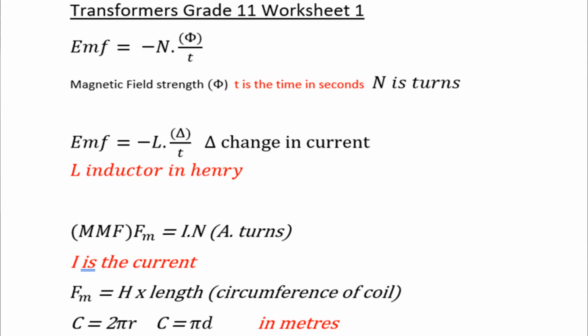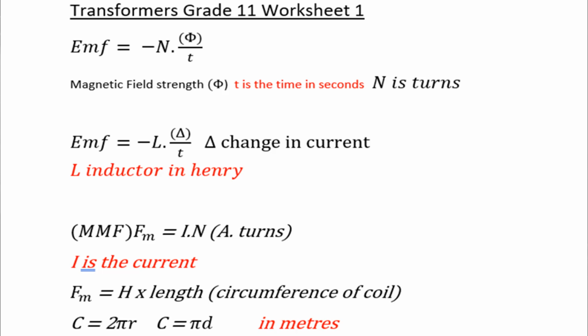So remember that when we move a coil in a magnetic field, an EMF is induced into that coil, and the faster we move it, the more EMF will be generated in that coil. So this is why time is there, and also the strength of the magnetic field, also the number of turns, also the length of the coil.